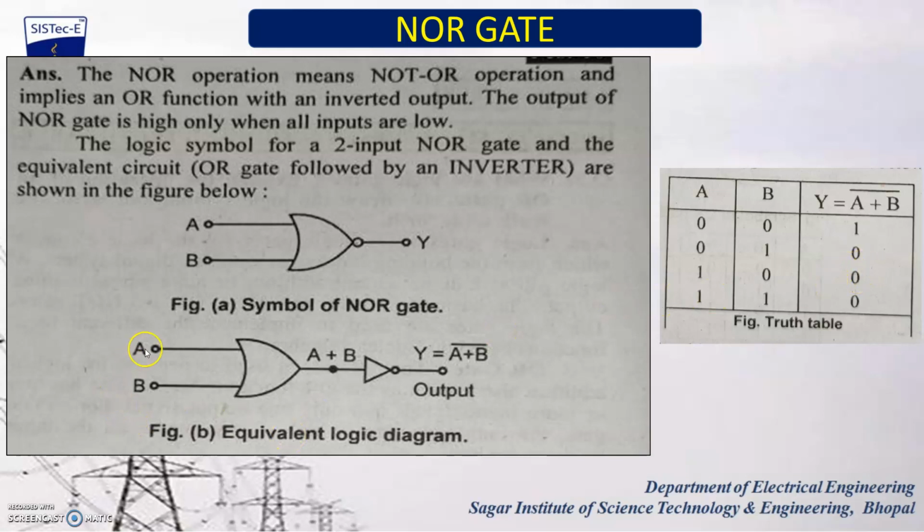Again, when both inputs are high, means 1 and 1, in that case 1 plus 1 is 1, and we apply 1 as an input to the NOT gate, then we get output low bit, that will be 0. Means you can see here the output of NOR gate operation is just opposite in nature to the OR gate. Here output will be high, we get 1, only when both inputs are low. If any one is high or if both are high, then in that case output will be low, means output will be 0. So this is the NOR gate operation.